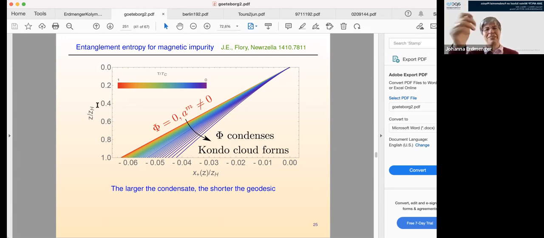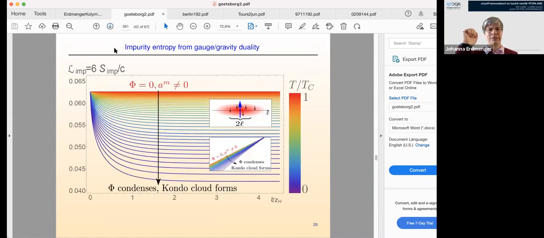And my physical motivation is that I'm now looking at this gravity model and I'm calculating the entanglement entropy or impurity entropy using the Ryu-Takayanagi formula in this particular setup. And the result will be that it coincides with some field theory result for large N conformal field theories that's been known for a long time. Okay, so this is the logic.